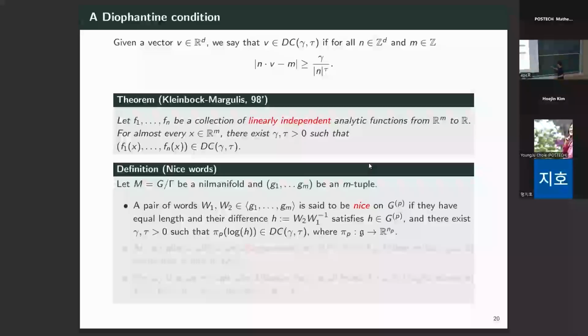I will do the same thing. I will take W1 and W2, and then I will take W2 and W1. If I calculate, this is inside of G2.